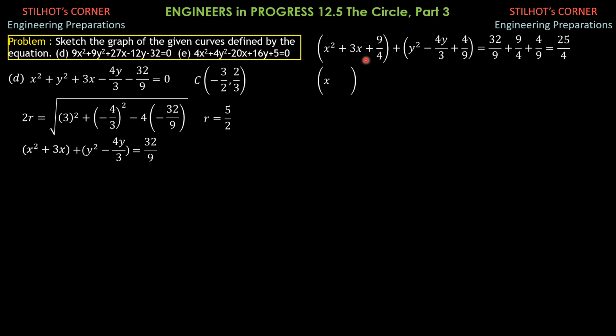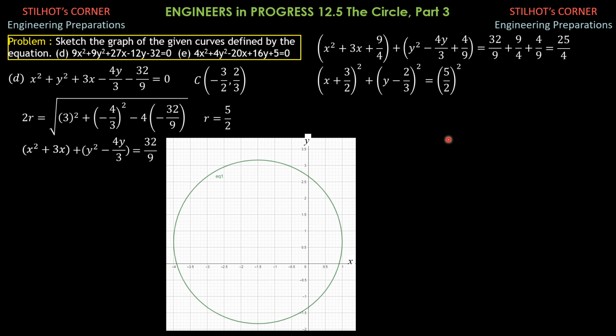So this is x plus 3/2 quantity squared. Then plus quantity y minus 2/3 squared. Minus because the sign of the middle term is minus also. Plus because the sign of the middle term is plus. Equals 5/2 squared. So the center is negative 3/2 comma 2/3. And the radius is 5/2. So plotting is now the center, which is negative 1.5, negative 3/2 comma 2/3. And the radius is 5/2 or 2.5.